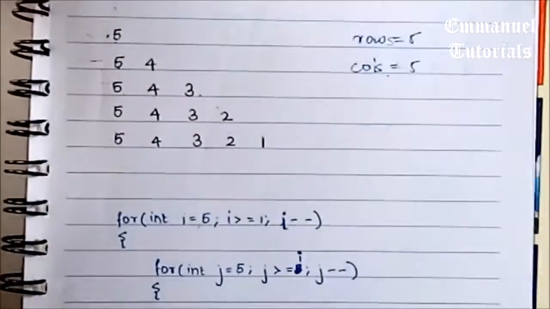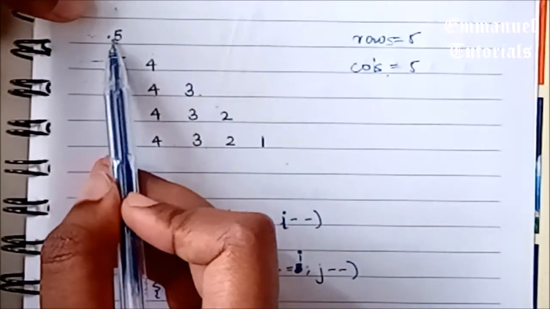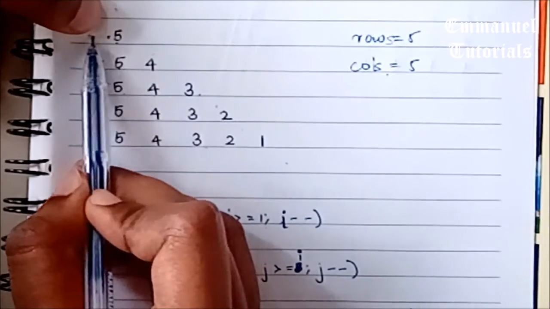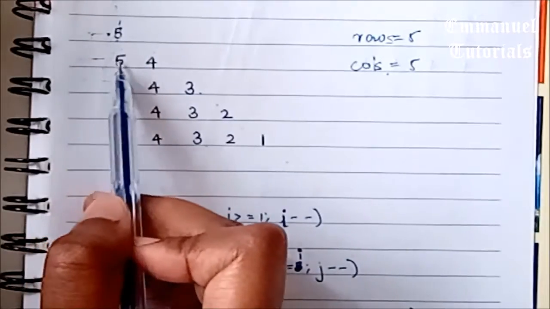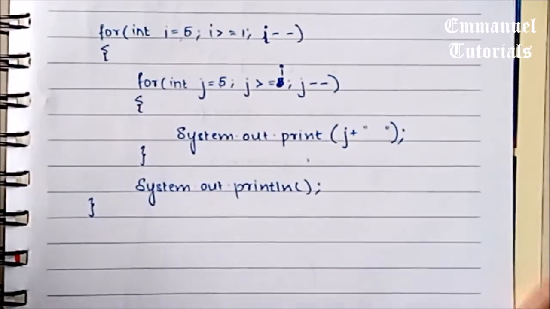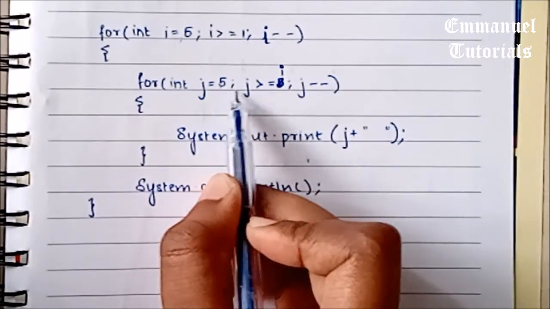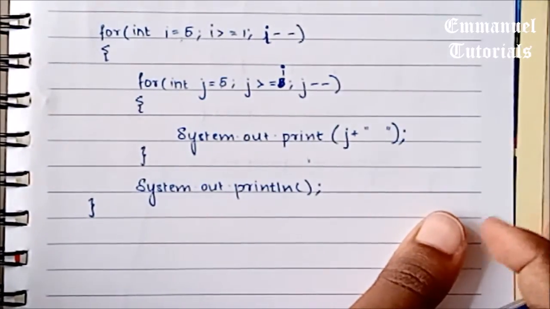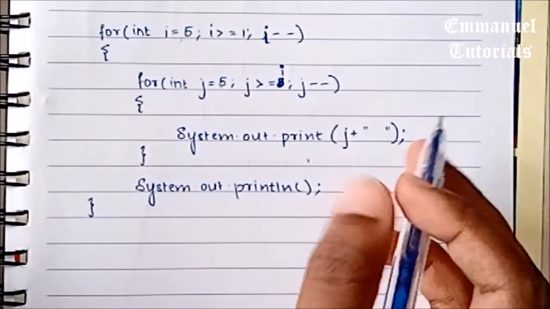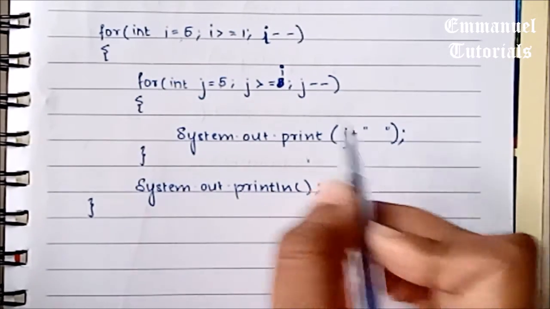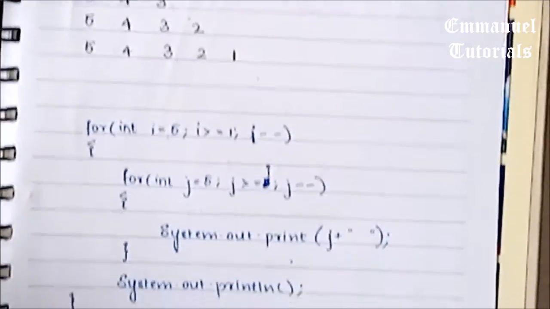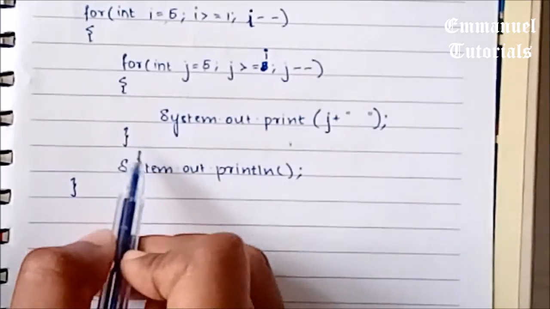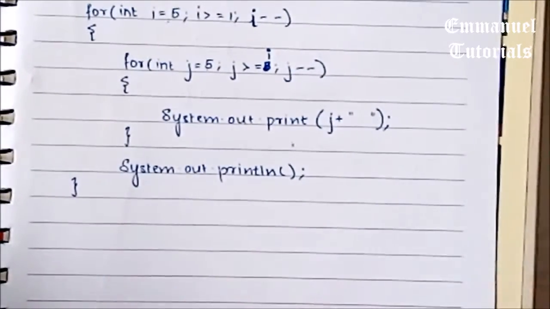As we can see, according to the row number, we have the number of columns. For row 1, we have 1 column. For row 2, we have 2 columns and so on. So I have begun from 5 up to the row number. And then we are printing the value. So what we are printing is J. And then we are printing a space because the numbers are space separated. You could also print a tab. And then once each row is completed, we would be printing a new line.